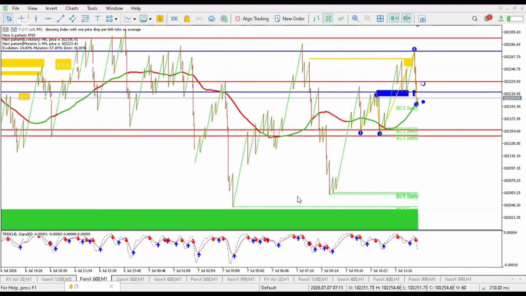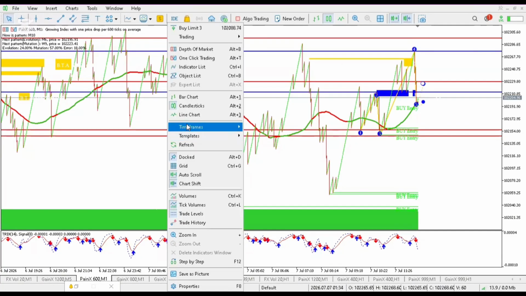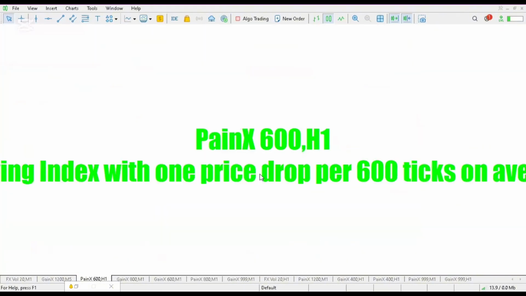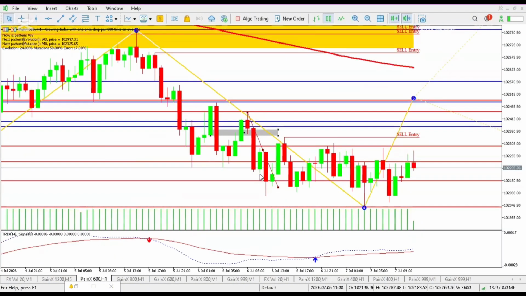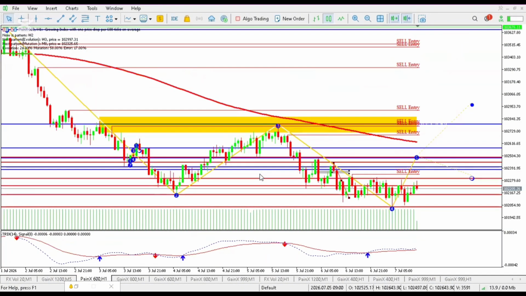Here we have a PIN 600 chart. So what are we looking at? We have to check on the hourly time frame first. Let's check on the hourly time frame so that we see what we have. Here is the hourly time frame, right? On the hourly time frame, I'm seeing a drop. Here you can see that there is a drop. Then I'm also seeing a ranging market. There is a ranging market here.